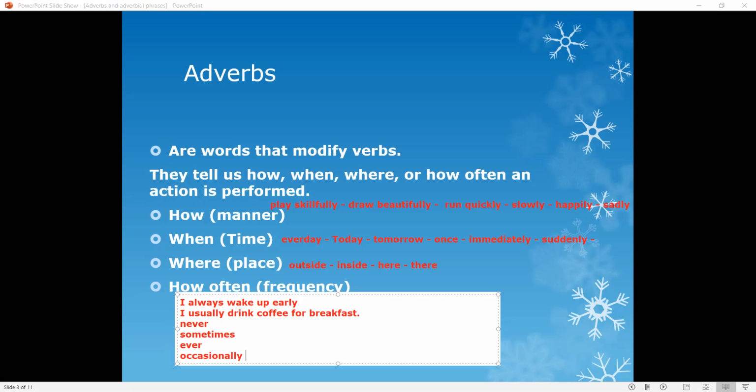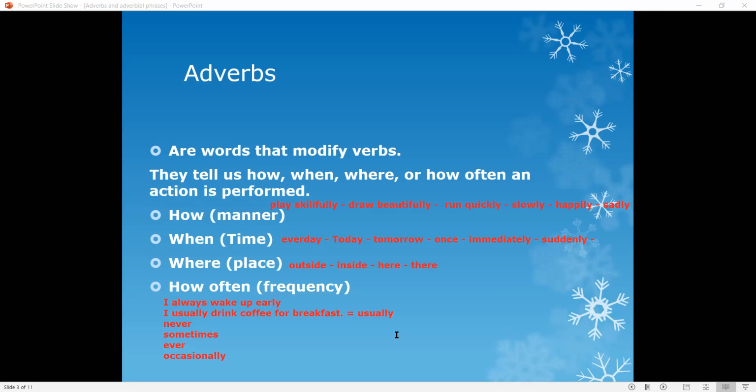There's also normally. He normally gets good marks in exams. So how often does he get good marks in exams? He normally, it's like usually. Normally is something that we can say is equal to usually. I hope everything's clear so far.